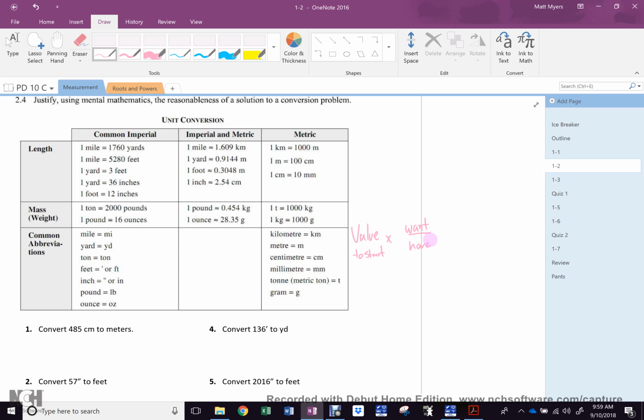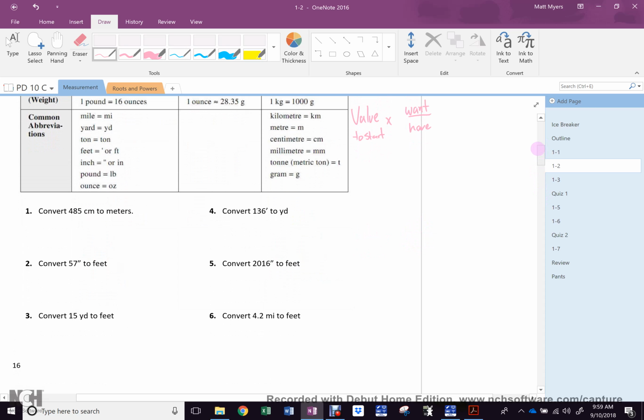Now, you'll notice that the first one I have to do is centimeters to meters. Because you all are aware of how the SI system works, and you know how to move decimals, and you know that meters are bigger than centimeters, so the final value has to be smaller than 485, you have already converted that in your heads. You all know it is 4.85 meters.